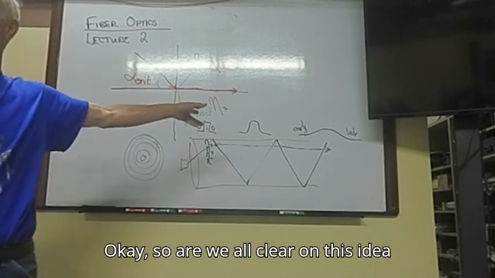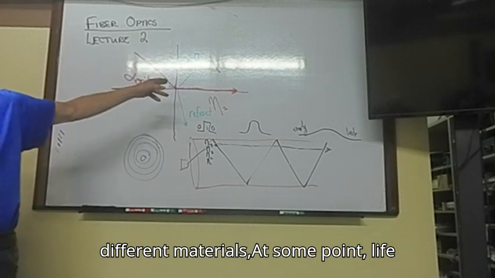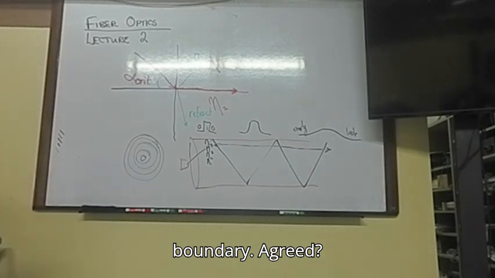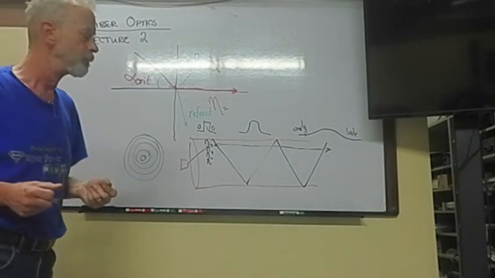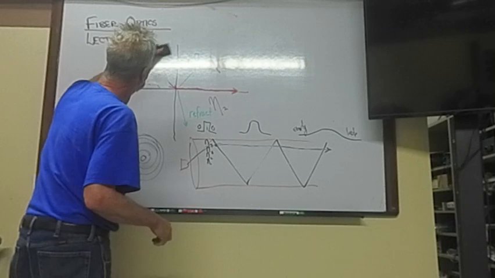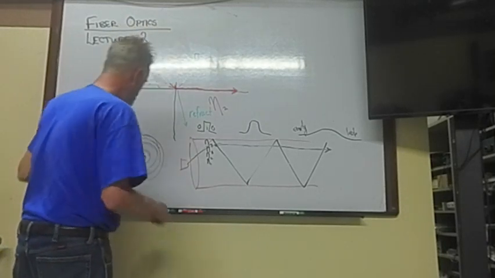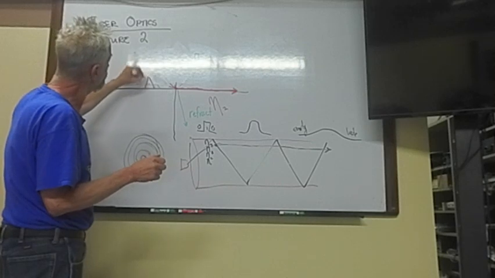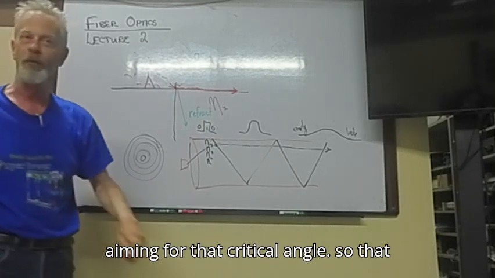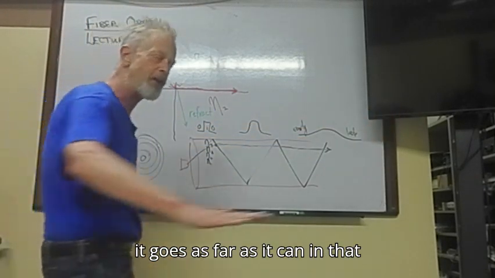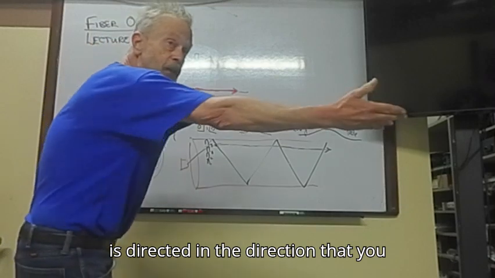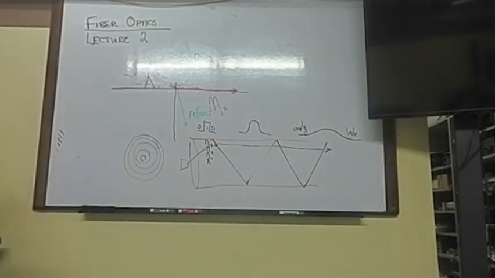Okay, so are we all clear on this idea that when we have a boundary of two different materials, at some point light can be forced to travel along the boundary? Agree? Anybody have a question on that? And that is what you are striving for when you are standing over here skipping a stone. You're aiming for that critical angle so that it goes as far as it can in that direction, and the majority of its energy is directed in the direction that you want it to travel, right?